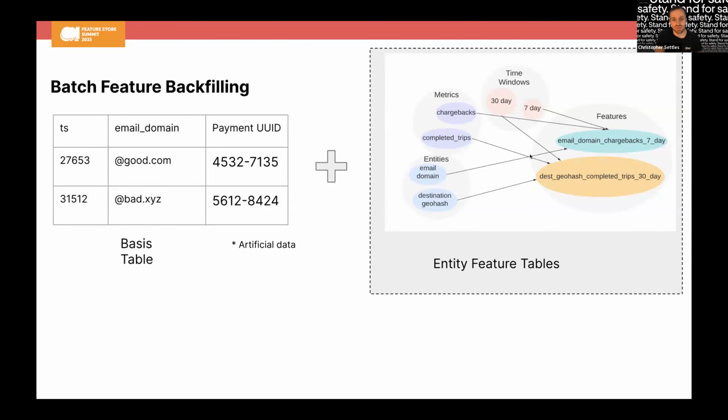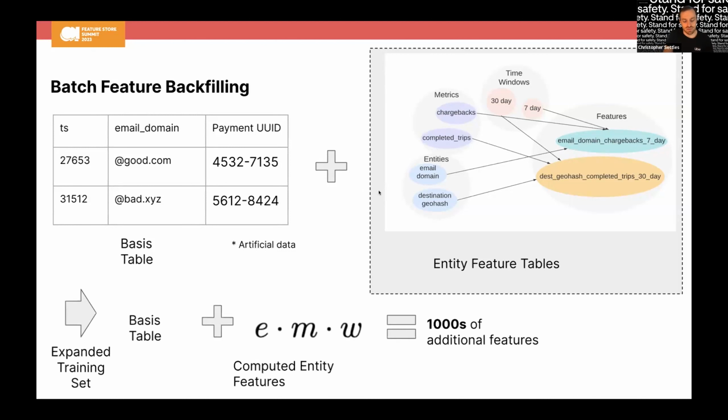In this case, we see that across many entities, such as an email domain or destination geohash, we can compute features such as the email domain chargeback over a 7-day window, given that we are also computing the metric of chargeback in a time window of 7 days. And we can do this for many time windows, many metrics, and many entities, and all the entities that are in our basis table, to compute a product of the number of entities times the number of metrics times the number of windows.